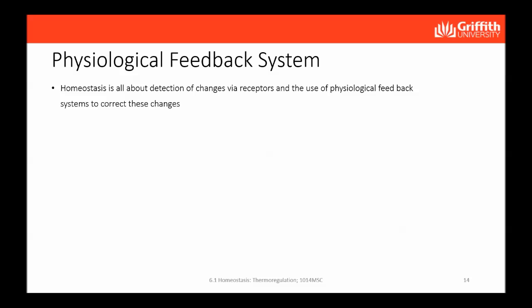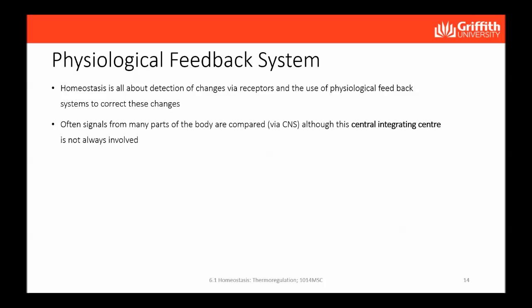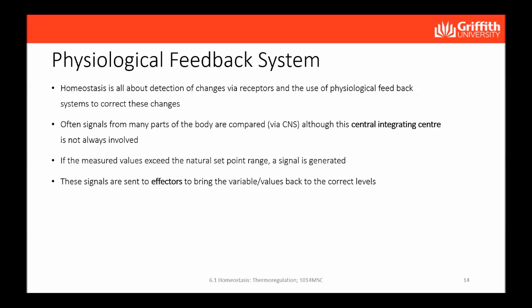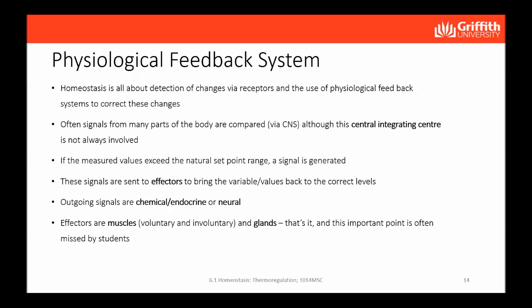Maintaining homeostasis is all about detection of any changes in the system through receptors, and the use of physiological feedback systems to correct these changes. The central nervous system compares signals from many parts of the body. However, even though the central nervous system is the integrating center, it is not always involved. A signal or a stimulus is only generated when the measured values exceed or fall below the natural set point range. These signals are then sent to affect organs to bring the variable or the value back to the correct levels. The outgoing signals are endocrine or neural signals, and the effector organs are usually the muscles and glands.